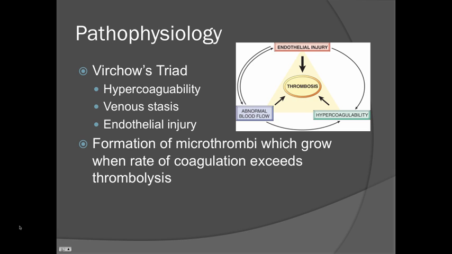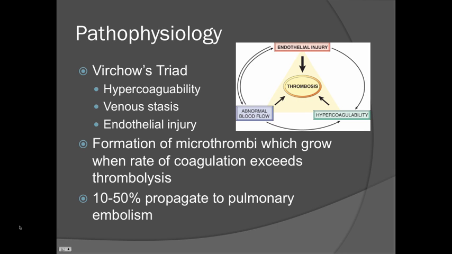So these thromboses start as a formation of microthrombi, and those microthrombi grow when the rate of coagulation exceeds the rate of thrombolysis. And about 10 to 50% of these thromboses that form can propagate to pulmonary embolism, which is the main thing that we're really concerned about when someone comes in with a DVT.